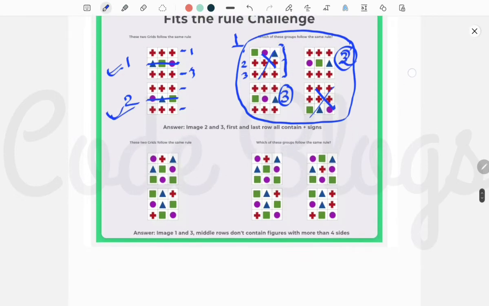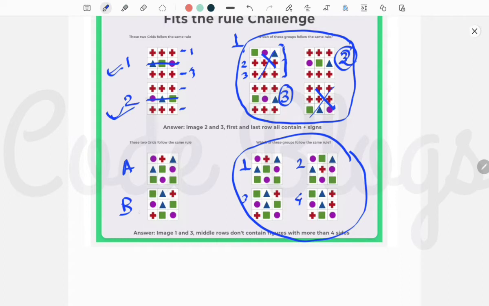Okay, now comes grid A and grid B. Here you have to find the grids similar to these from this set of 4 grids. So check the similar. This is first, this is second, this is third, and this is fourth. Now comes to the first grid. Here the first row and the third row are the same as well, similar. So this is our first answer.